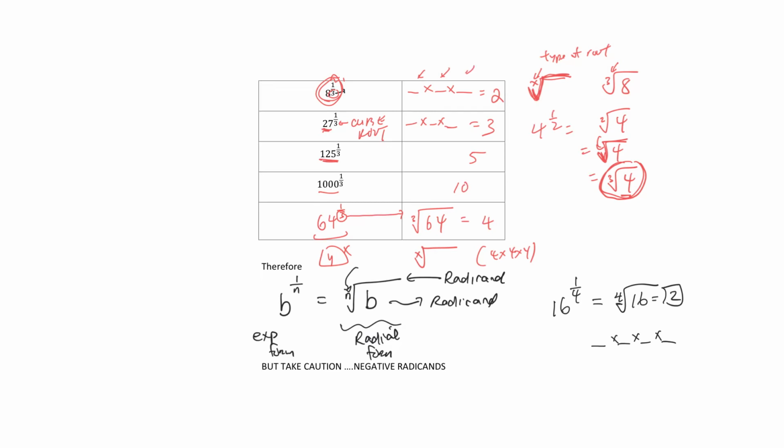The next thing we're going to talk about is what happens if you have negative numbers inside the radical. This is where you have to take precaution, and we'll talk about that in the next slide.